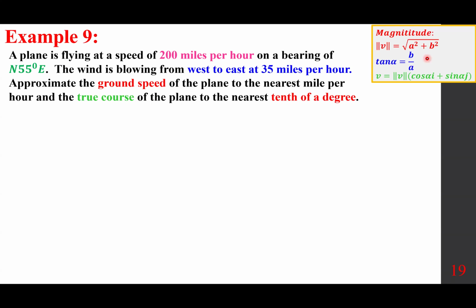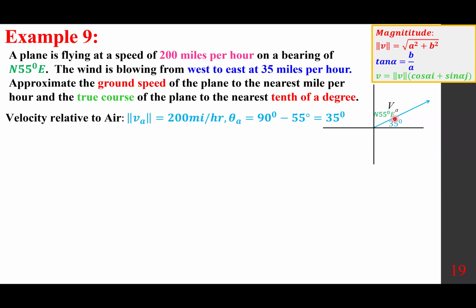Tan alpha is b over a, or y over x. You remember that. And so with that being the case, let's see what we have here. First and foremost, the plane is flying, 200 miles per hour is the magnitude. North 55 degrees east. And so if this is 55 degrees, this angle must be 35 degrees, right, everybody? Now, the magnitude for v is 200 miles per hour.